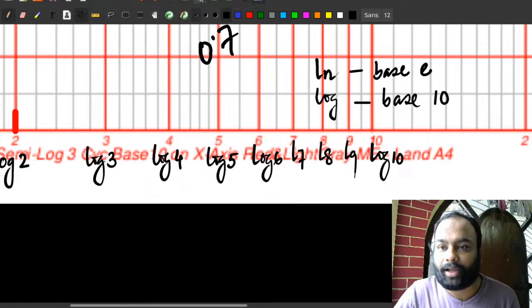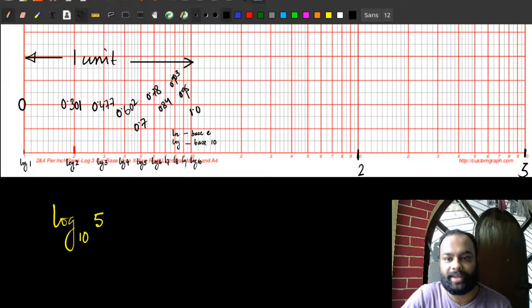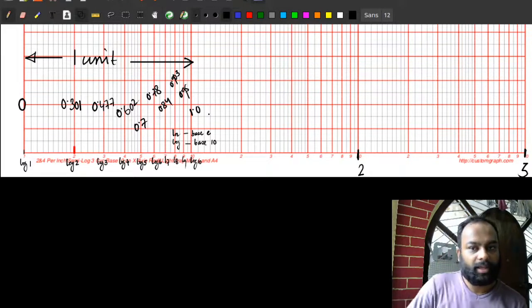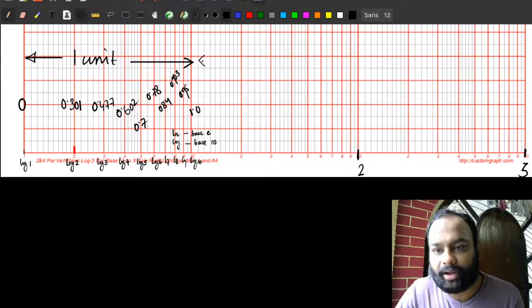All right. So you understand what I have here. I am starting my counting from log 1 up to log 10. Okay. Now let's go to the next one. In the next one, this is again, how much unit is this?